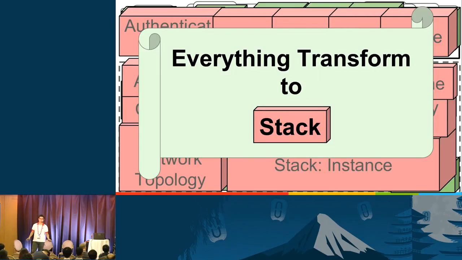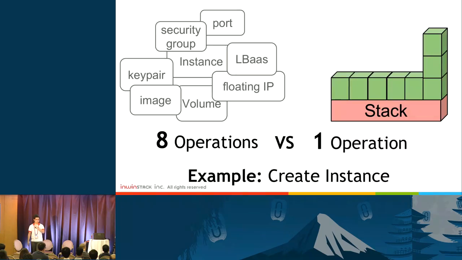If everything goes right, you probably have a lot of resources built on the stacks. And I'm pretty sure most of the use cases are just like those example layers, right? So there will be a lot of resources. So don't worry about mismanagement. So what is the advantage for us? What is good for us? That you can reduce your operations.